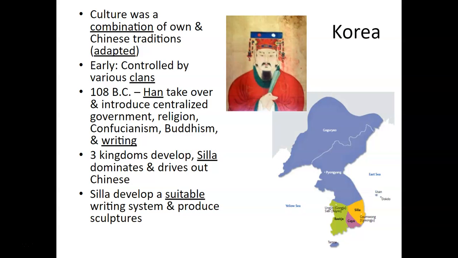Now, there's going to be three kingdoms that are going to develop in Korea. You can see them on the map there in the bottom right-hand corner. The Silla are going to be the one that become the dominant kingdom, and then eventually drive the Chinese out as the Han lose control.